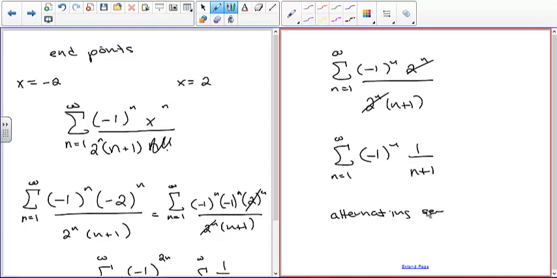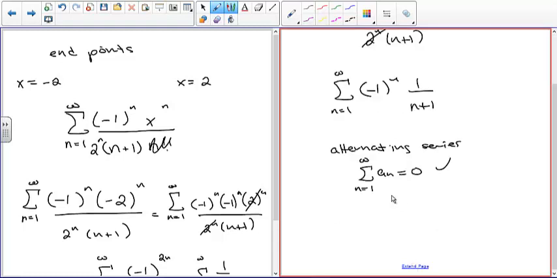And the requirement for an alternating series to converge is the limit as n goes to infinity of a sub n equals 0, which it does. This is a sub n. 1 over infinity plus 1 is 0. So that works. And the other one is that a sub n plus 1 is always less than a sub n.